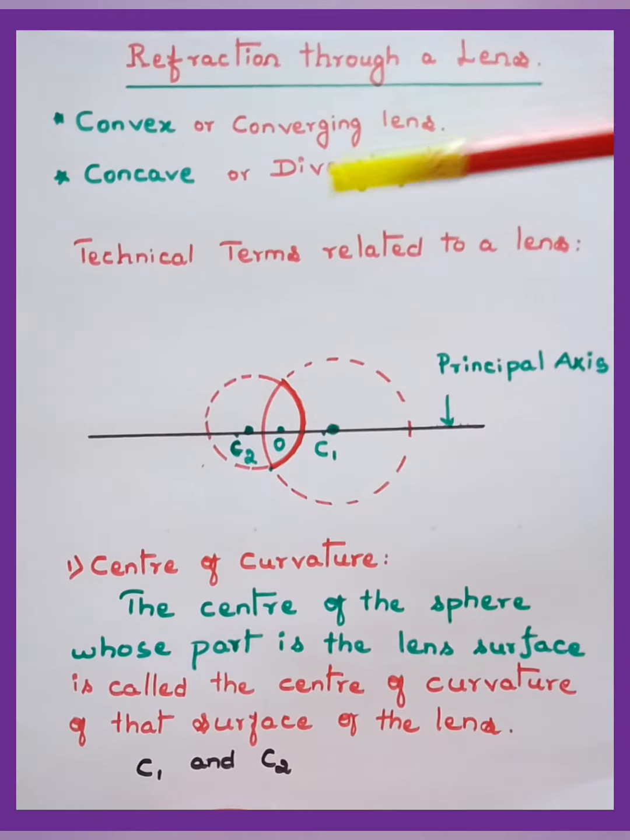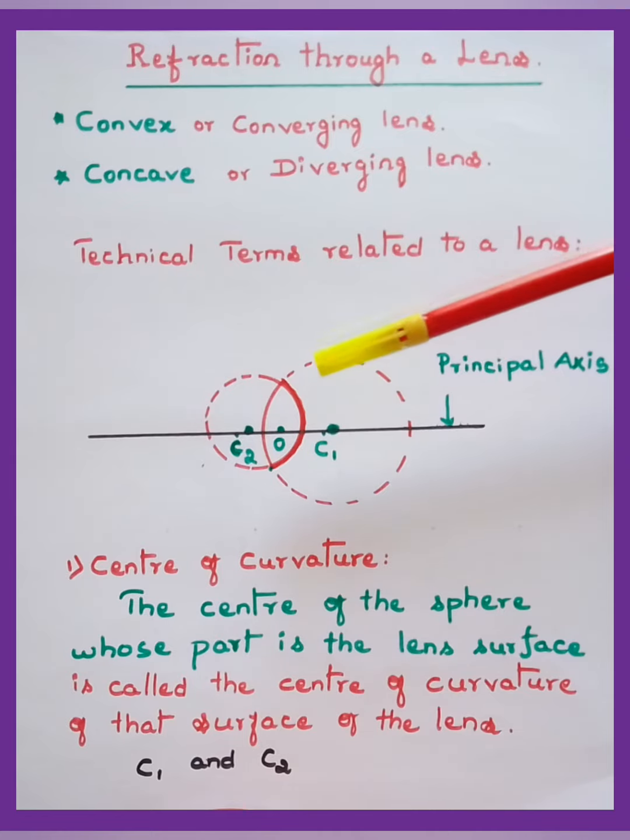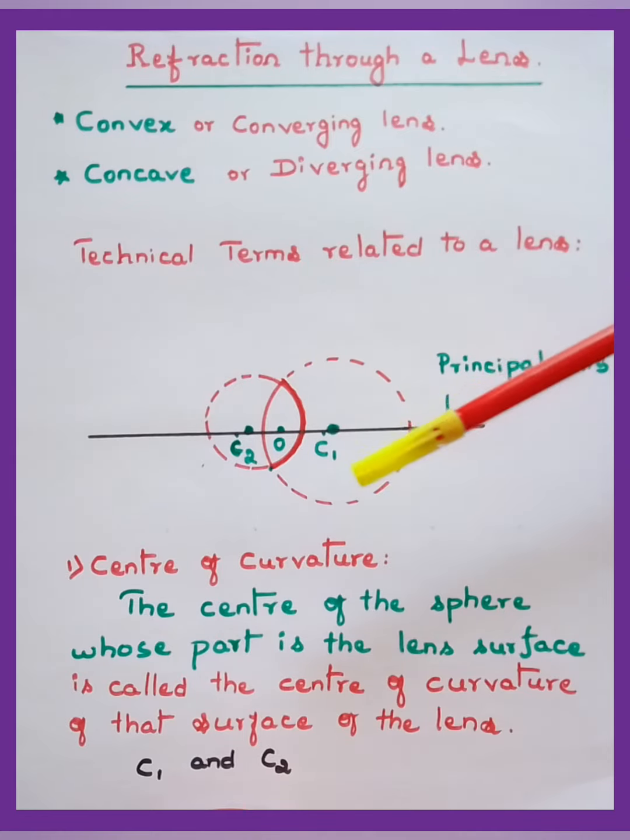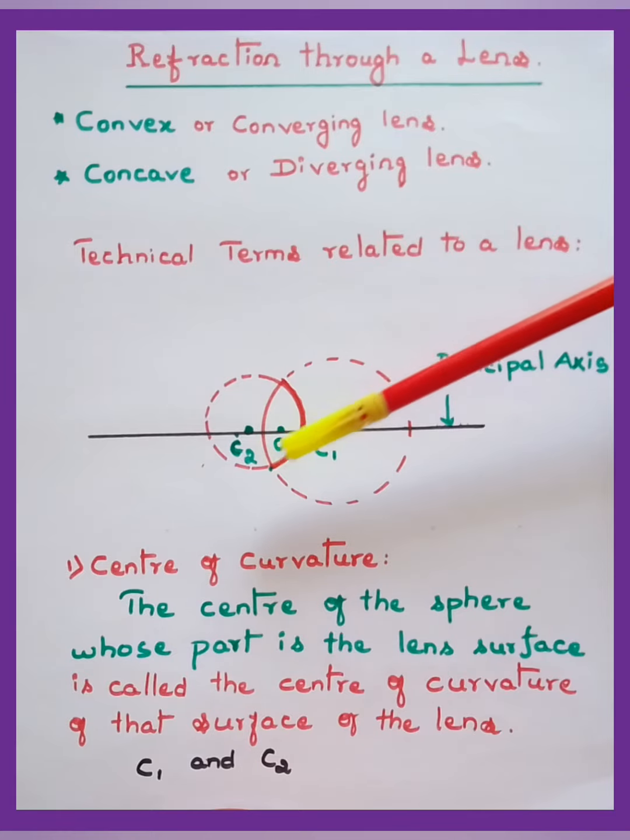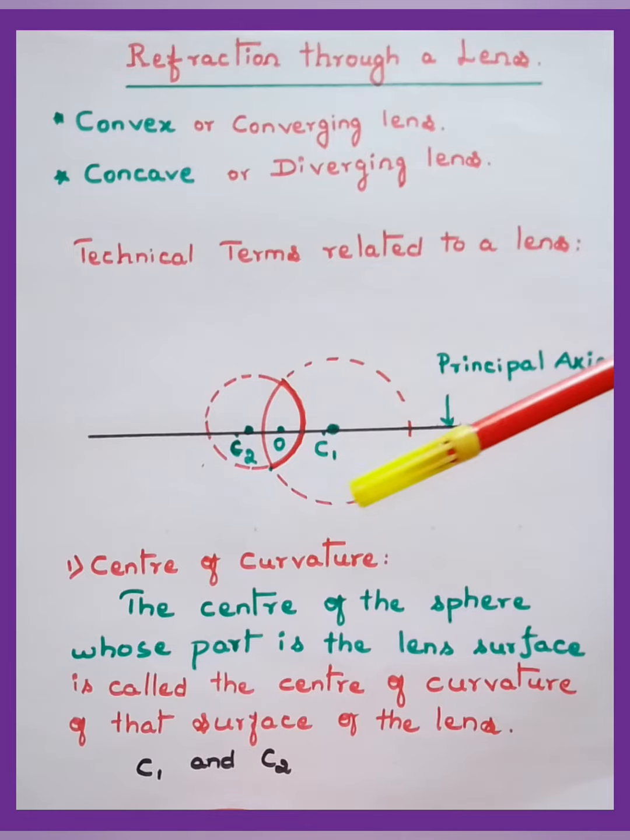Let's move into technical terms related to lens. I have taken an example of a convex lens here, and from one part of the lens extended and drawn a circle, and from the other part of the lens there is a small circle drawn, an imaginary circle. And we shall learn the important related terms.